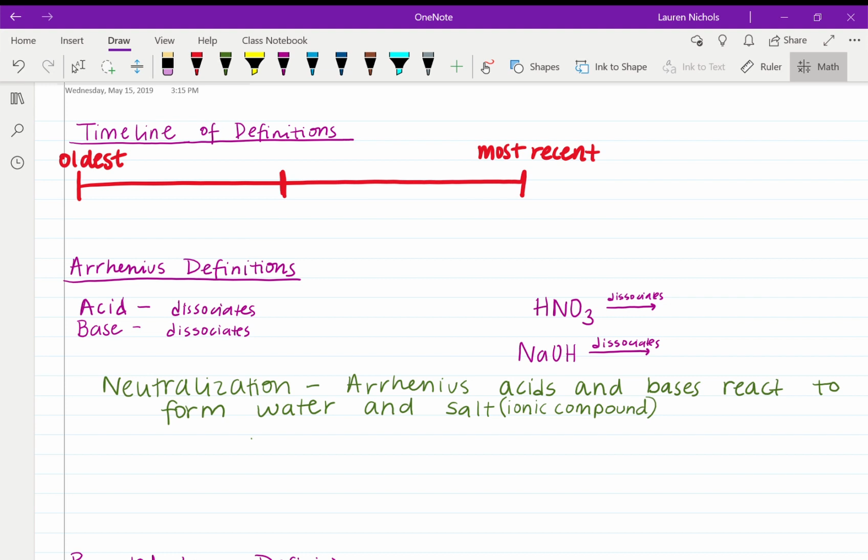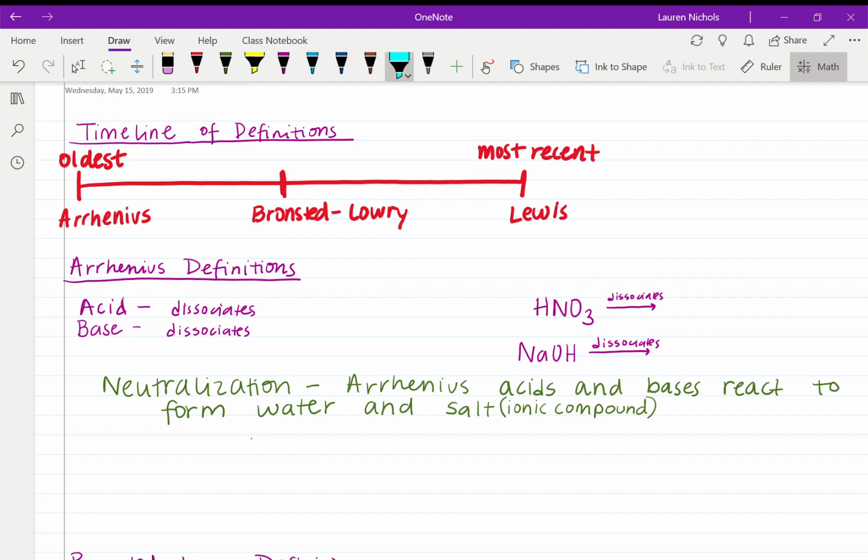Okay, everyone. So in this video, we're going to talk about acids and bases, and there are three definitions of acids and bases. The oldest one is by a guy named Arrhenius. The most recent one is a guy named Lewis, and the one in the middle was actually two scientists named Bronsted and Lowry. Those were their last names, and their definitions are named after them.